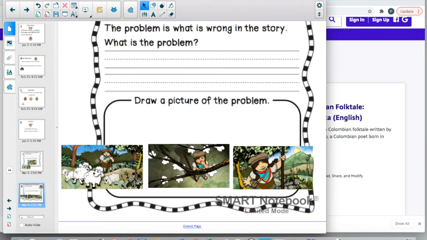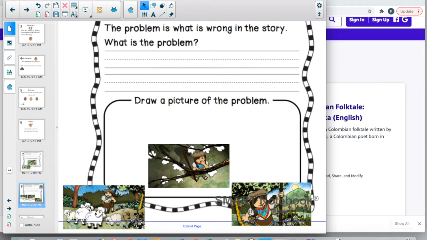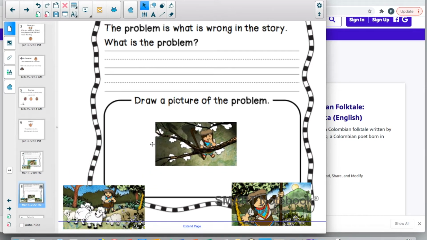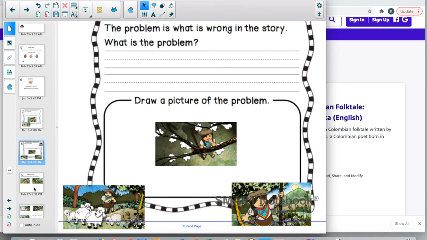So they noticed their tails were gone. Her tails are up in the tree. And then this was a picture of her being happy, right, going through the fields. So the second problem was, how is Pastorcita going to get those tails down off that tree and back on those sheep, right? So that was the 2 problems.